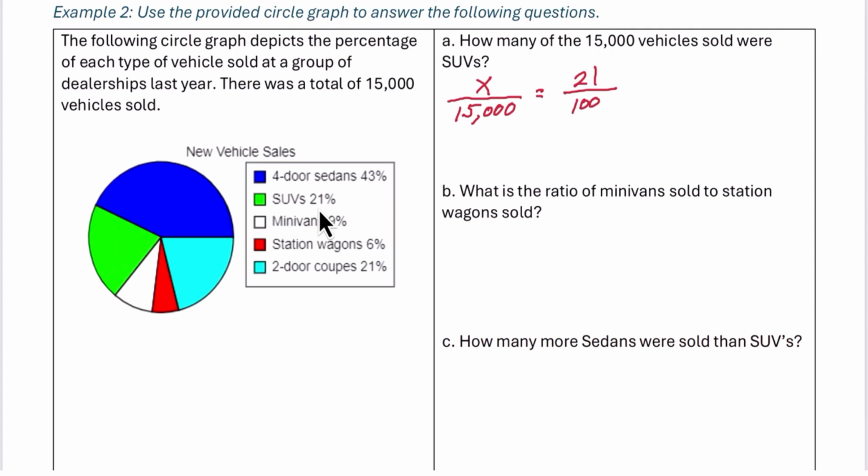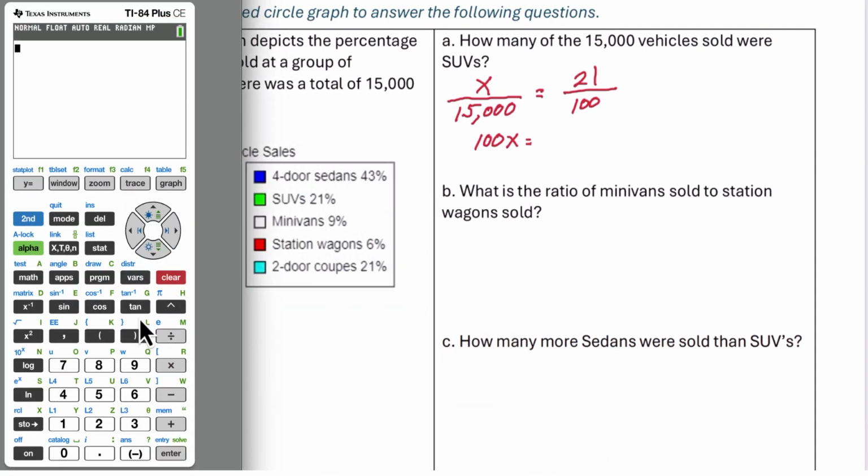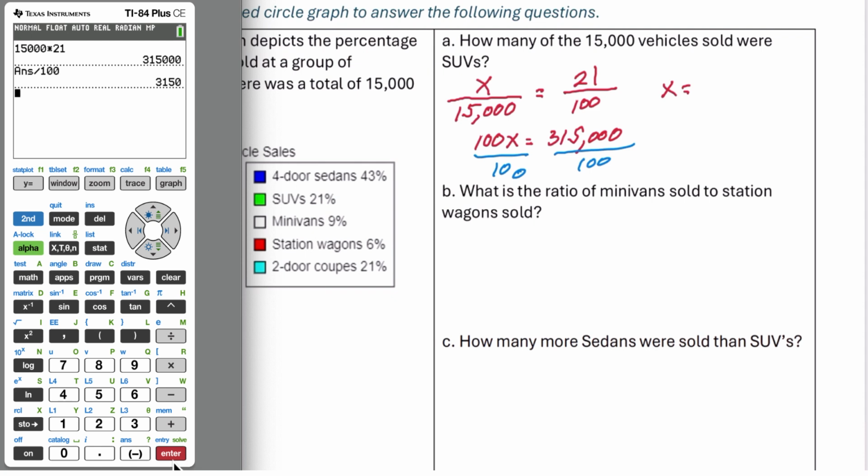To solve the proportion, we will cross multiply. We have 100x equals, we need to do a little bit of math here, 15,000 times 21 will give us 315,000. And now to solve for x, we need to divide both sides by 100. This gives us 3,150 SUVs.